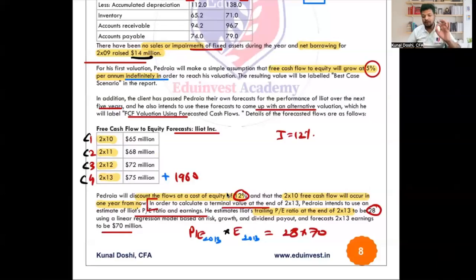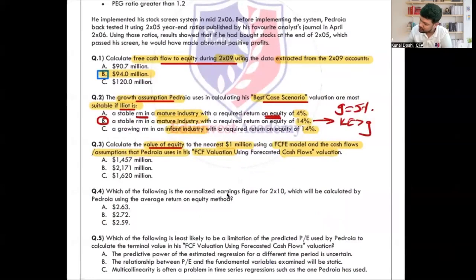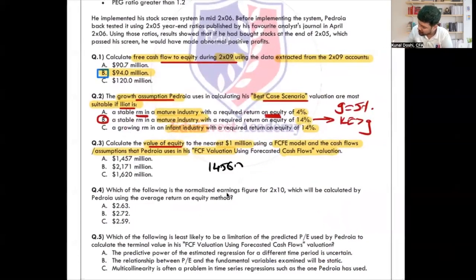Are you getting 1456.77? 1456.77, which is roughly 1457 million as value of equity. Clear, everyone? So actually it's a free cash flow question only, but just that the terminal value you got using the multiples. Got it? I expect this type of question to come in the exam because here they're combining both free cash flow and market multiple model both. Got it?